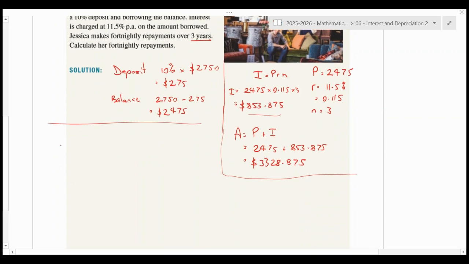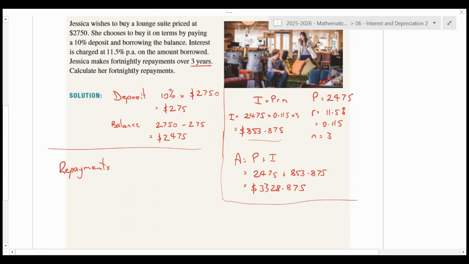Now we're going to work out the repayments. So there's a few steps to this one, but they're all pretty basic. You work out the balance because that's what she's actually going to be borrowing. She's not borrowing the whole amount. Then you work out how much interest and how much she's going to be paying back in total. And then you split that over the length of time that she's borrowing it for. So all we're doing with this one is the repayments are going to be the amount divided by the number of fortnightly payments.